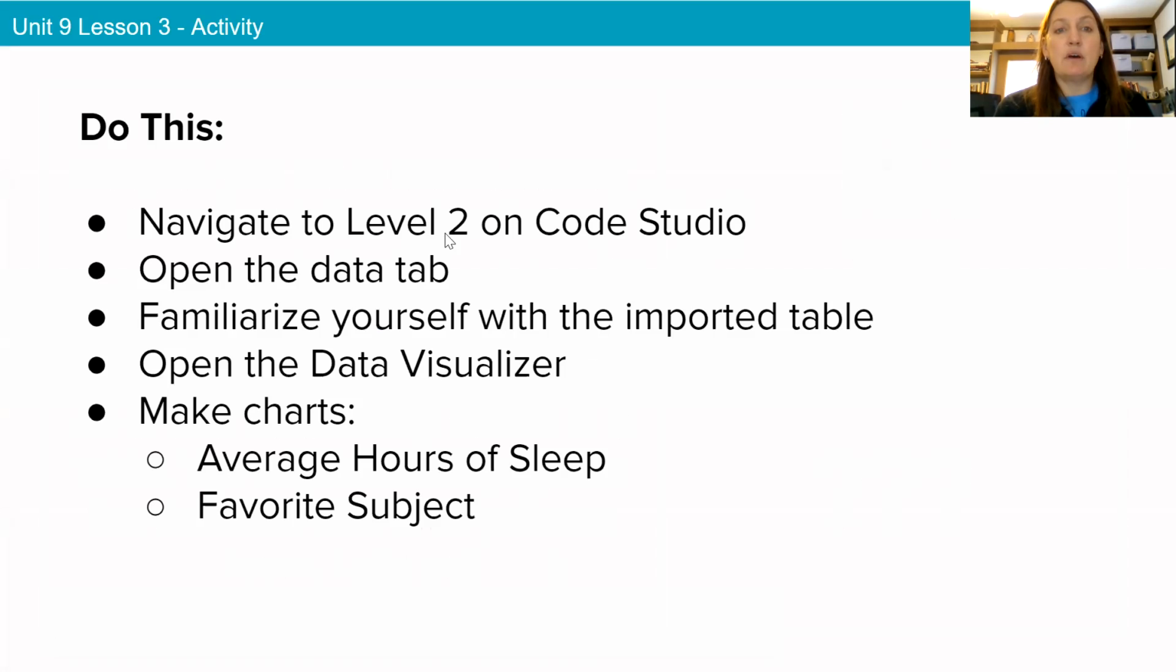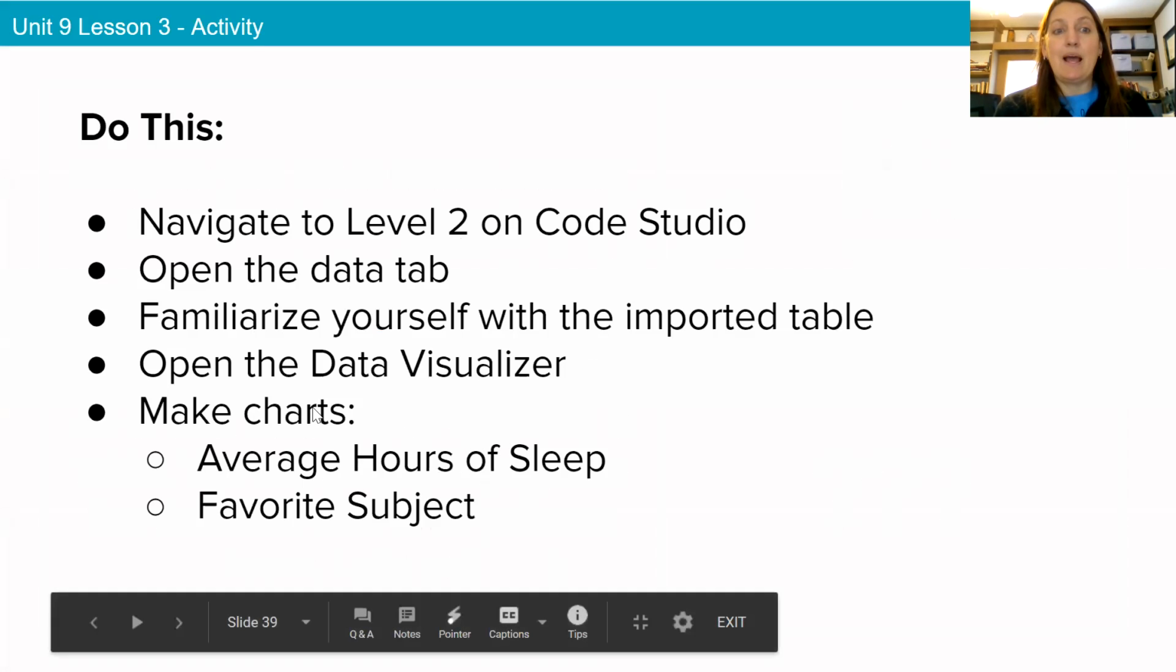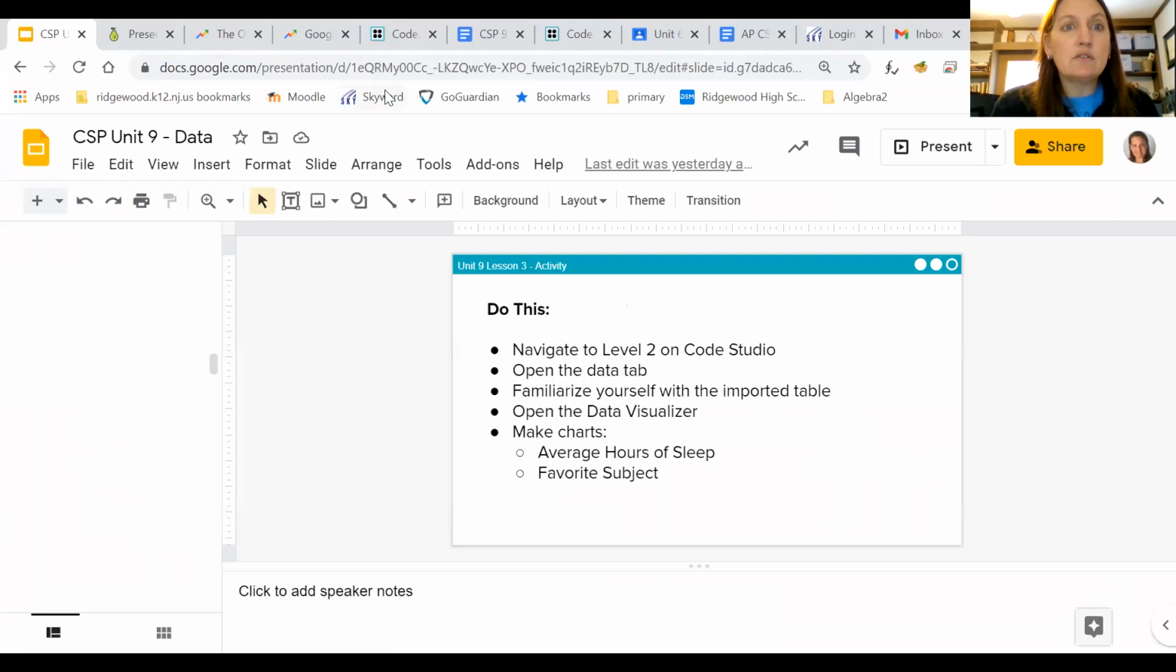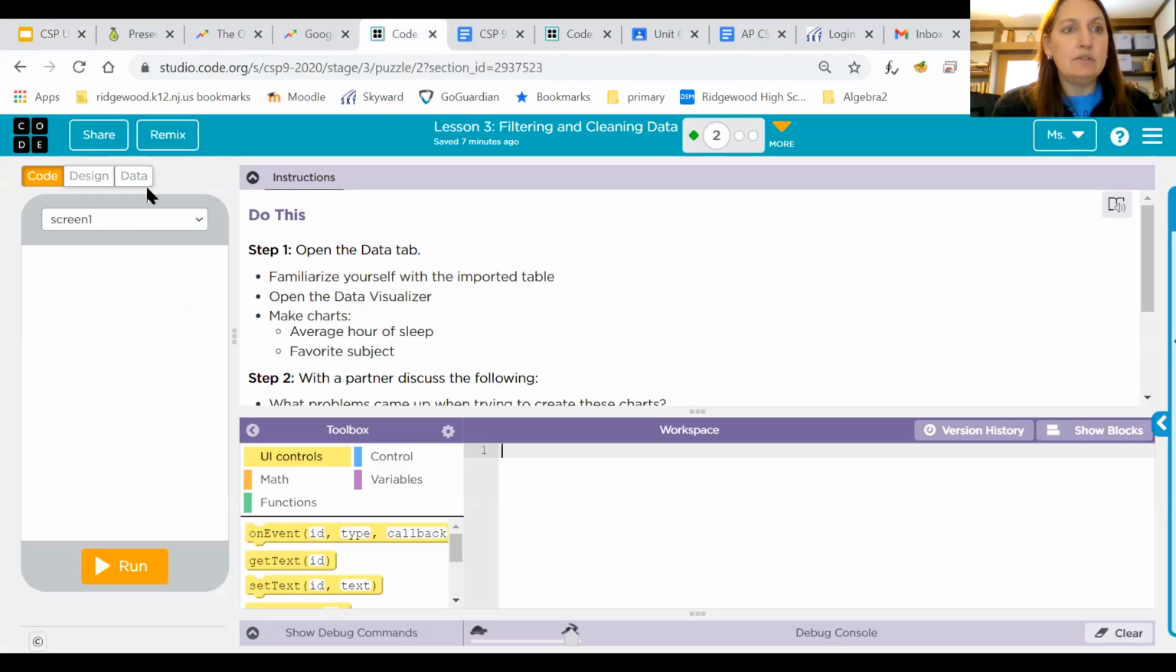So we're going to go over to level 2 on code.org and open up the data tab. Take a look, there's already a table that's reported, and open up the data visualizer for it and make a chart for the average hours of sleep and our favorite subject. So let's go ahead and do that now.